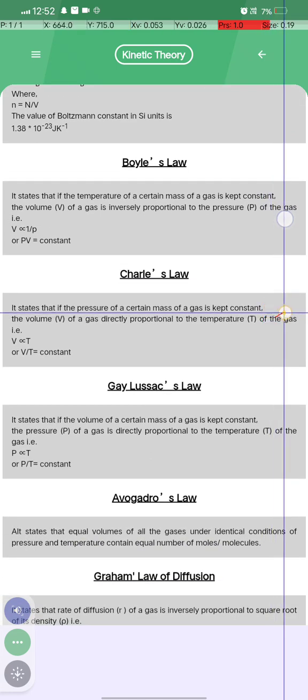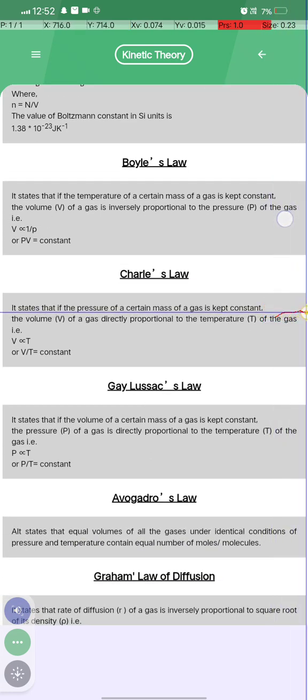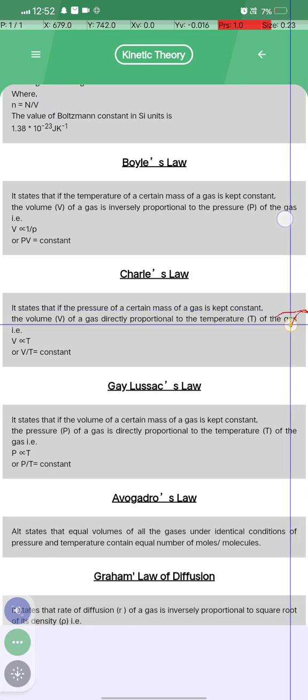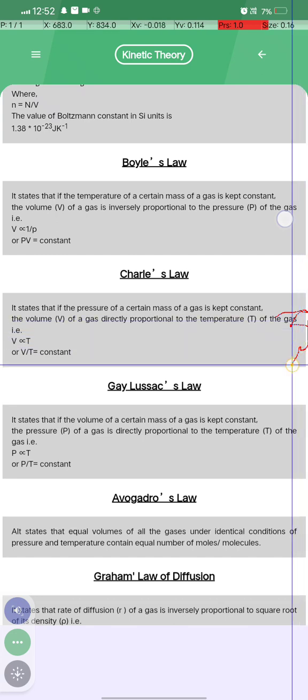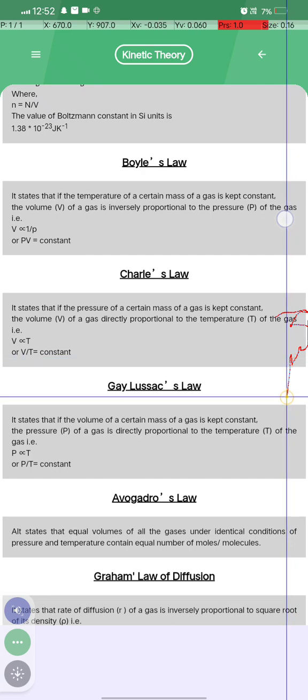What does Charles' law say? It states that if the pressure of a certain mass of a gas is kept constant, the volume of the gas is directly proportional to the temperature T of the gas. That is, V is directly proportional to T, where V by T is equal to constant.